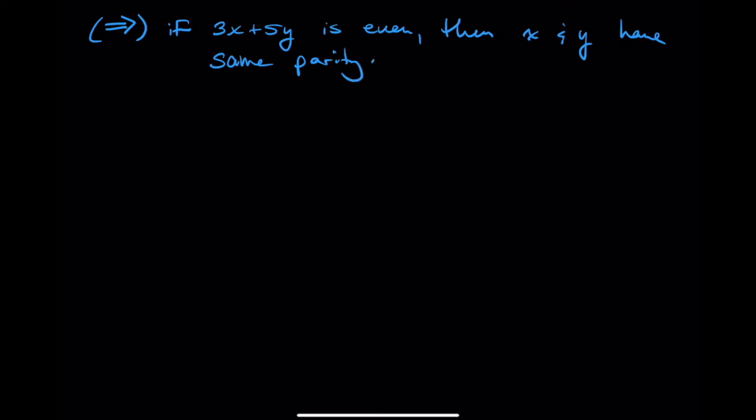Now for the forward direction, remember what the statement is. It's if 3x plus 5y is even, then x and y are of the same parity. So there's so much going on here with cases, and if we don't want to use a direct proof, we can use something else. That's what's actually going to happen here. So what we want to do is use the contrapositive.